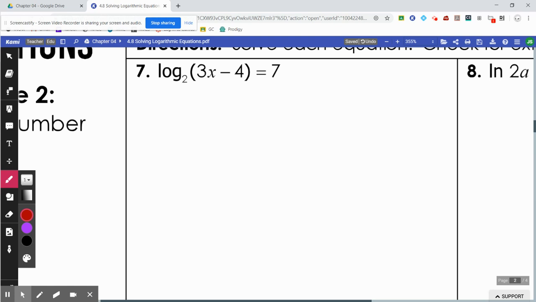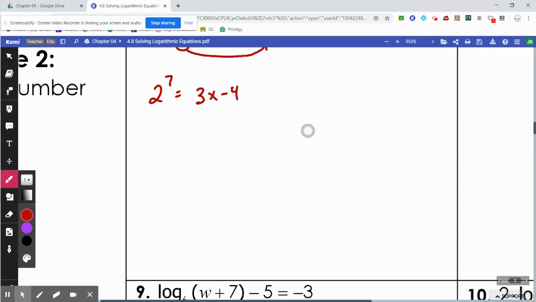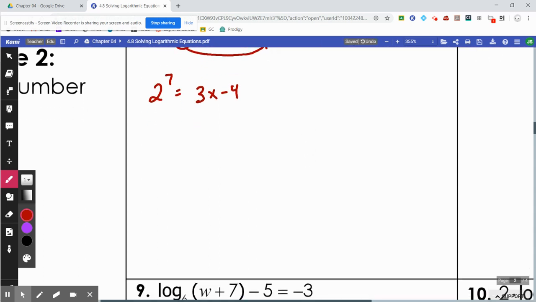So we're going to take this, and the only thing that we can do now is rewrite it. And if you don't remember how to rewrite it, it's the base raised to this power. So we have 2 to the 7th power equals the argument. And now it's just a basic linear equation. 2 to the 7th power is 128, and that's equal to 3x minus 4.